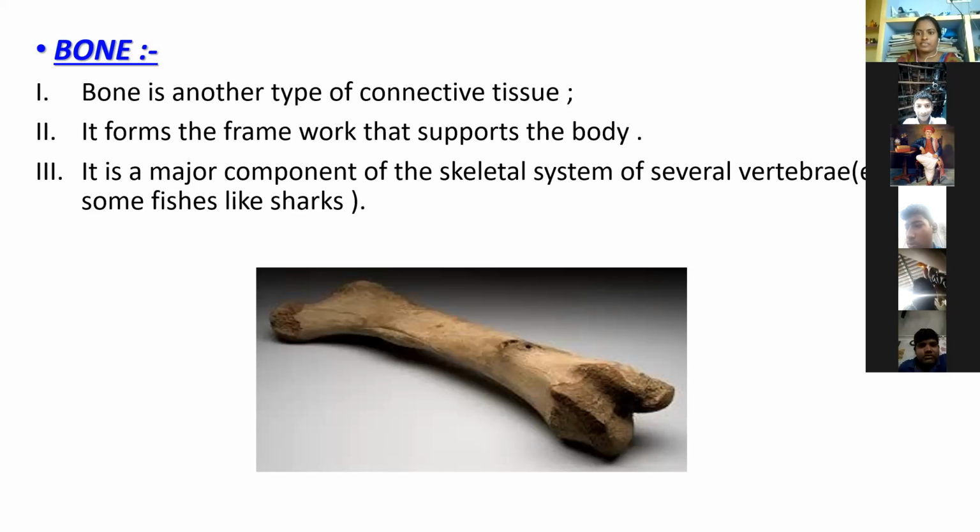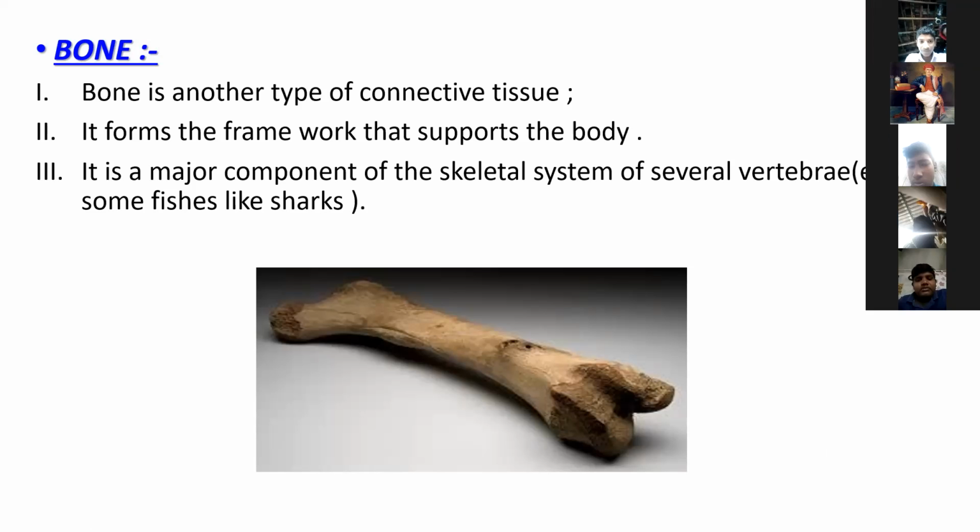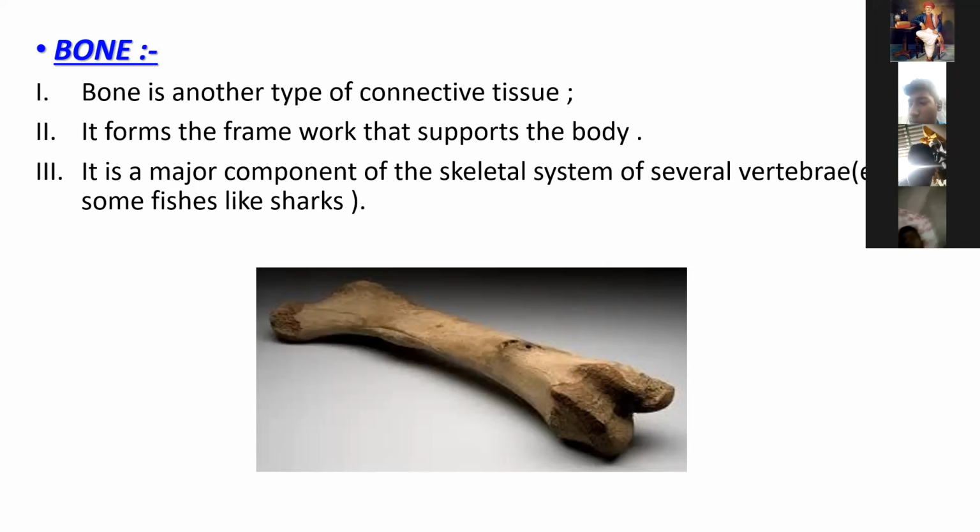Next one is the bone. The bone is attached to the muscles. It is responsible for movement of our body. Next, the bone is another type of connective tissue. It forms the framework and supports of the animal body.